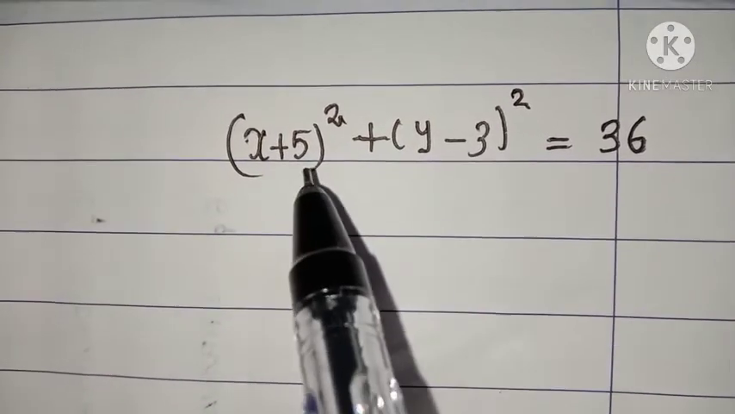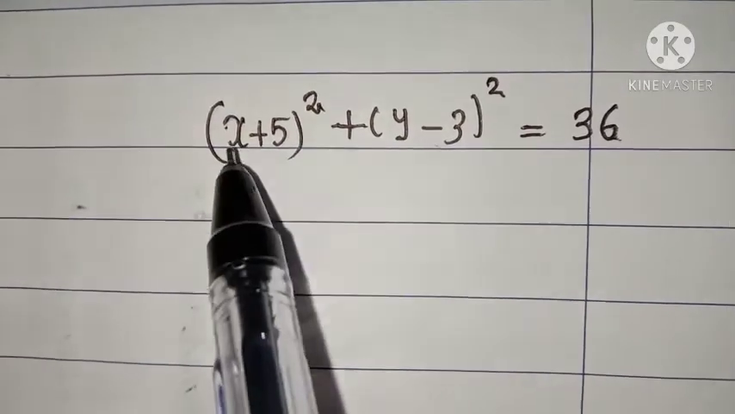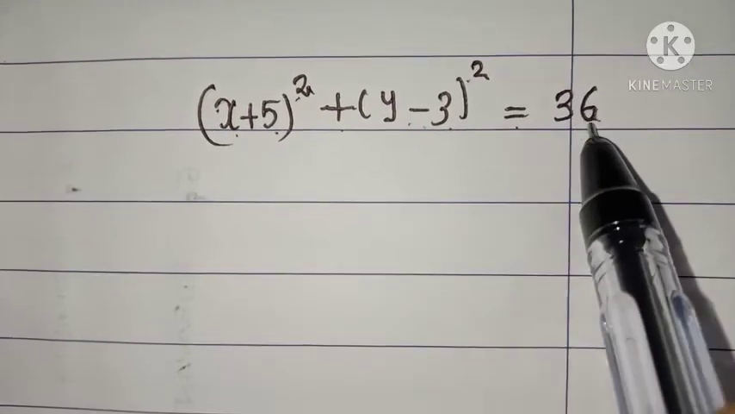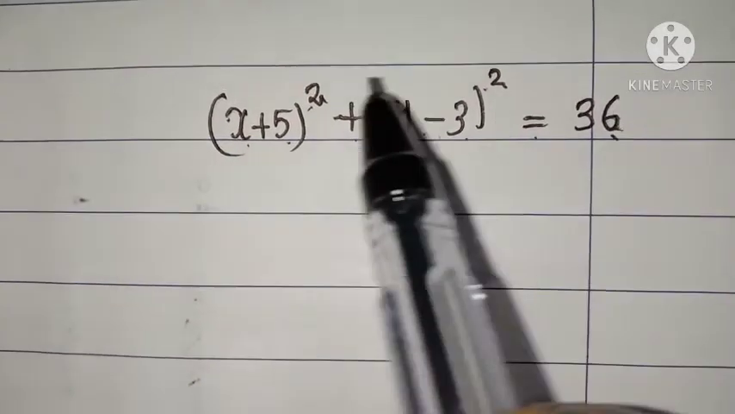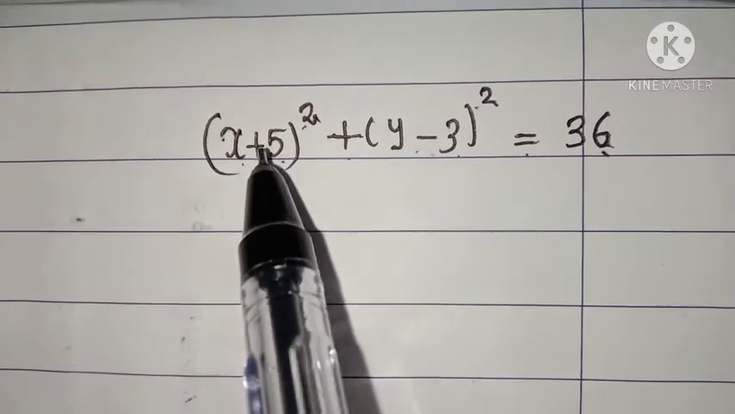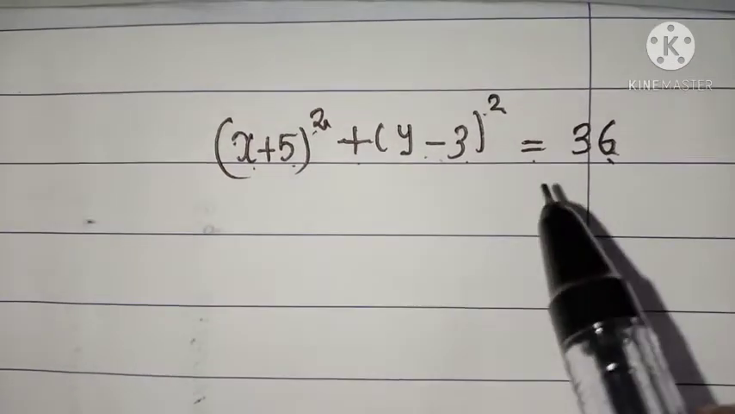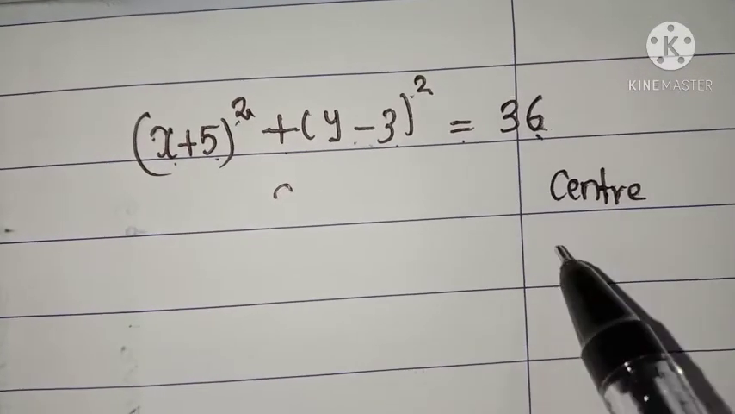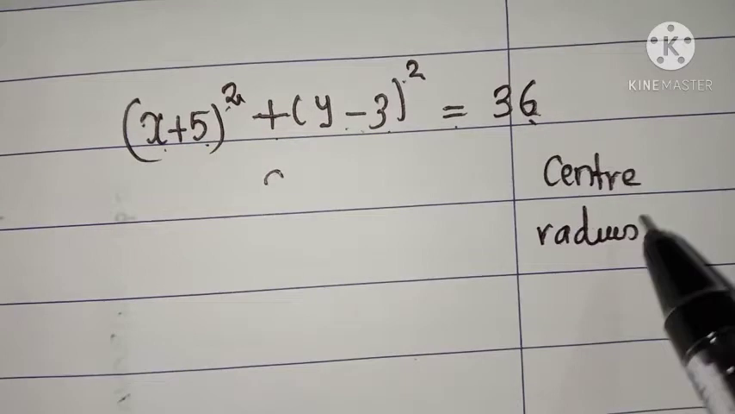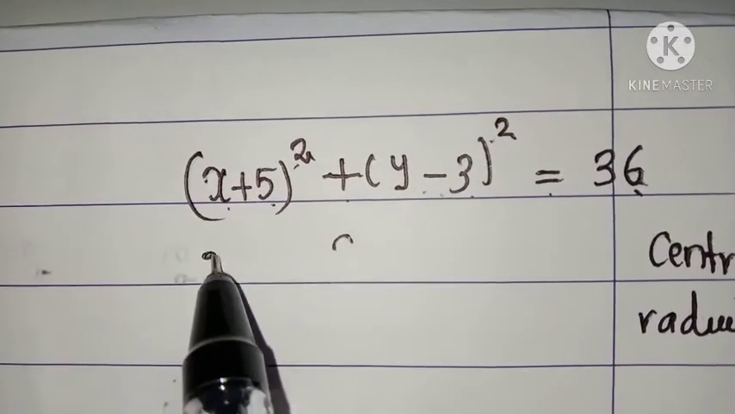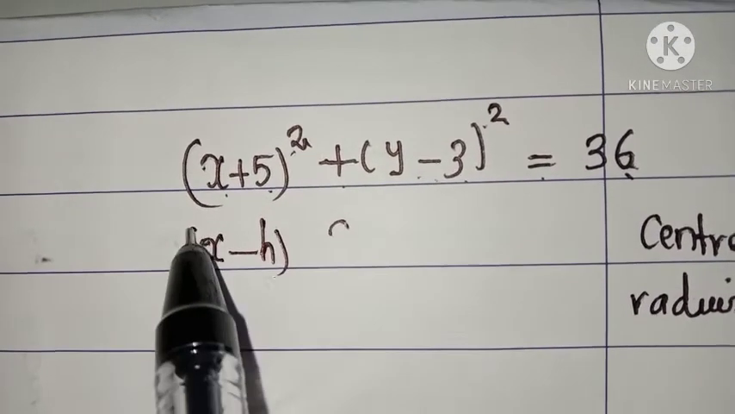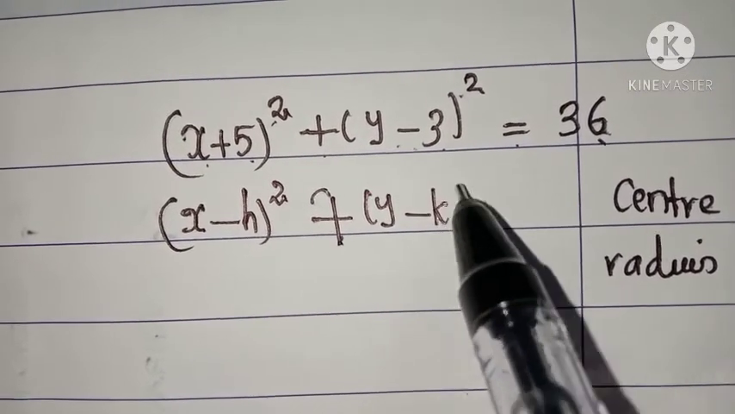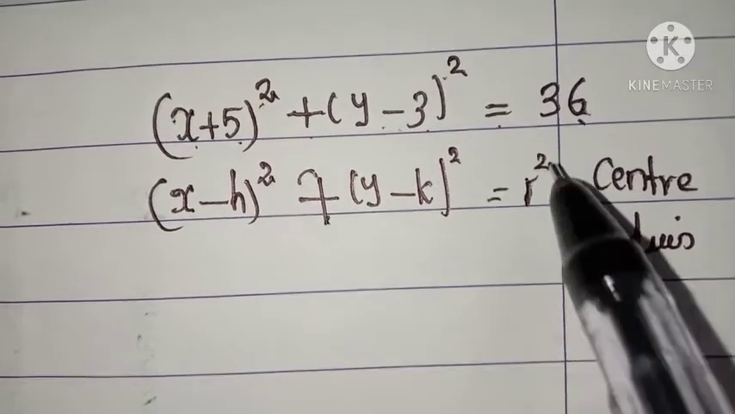Now see this question. We have an equation (x plus 5) the whole square plus (y minus 3) the whole square equal to 36. Actually this is the equation of a circle. From here we need to find what its center is and what its radius is. These two terms we need to find. So write the equation of the circle. What is the equation of a circle? (x minus h) whole square plus (y minus k) whole square is equal to r square.